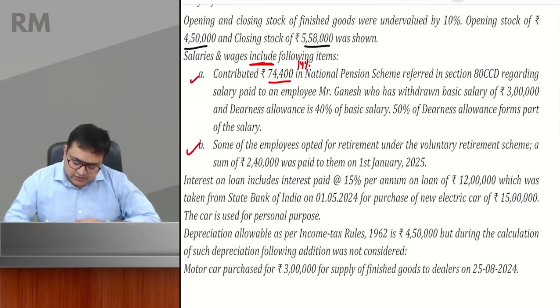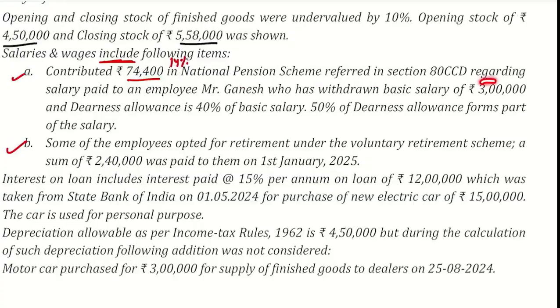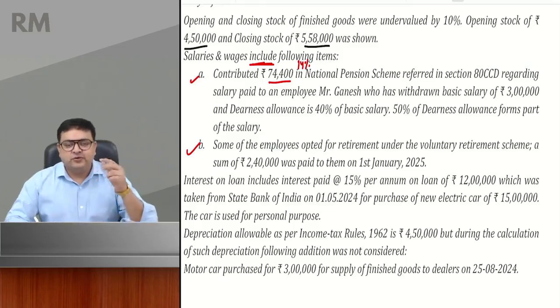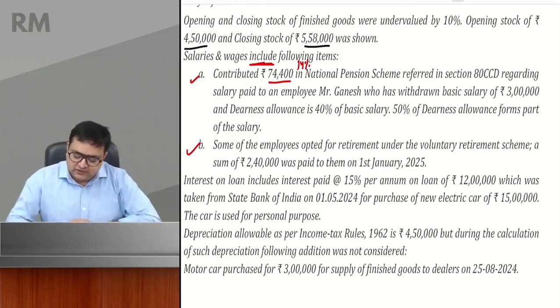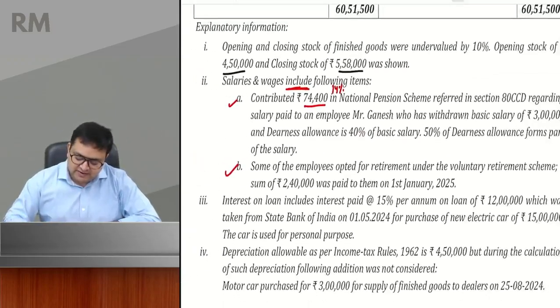So contributed 74,400 in National Pension Scheme referred to in 80 CCD regarding salary paid to an employee, Mr. Ganesh, who has withdrawn basic salary of 3 lakh and DA 40% of the basic salary, 50% forming part. So they have given the salary income also to calculate that 14%. The salary you are giving to the employee is 3 lakh, DA is 40%, 50% of DA forms part. So it means that we are giving him basic salary 3 lakh.